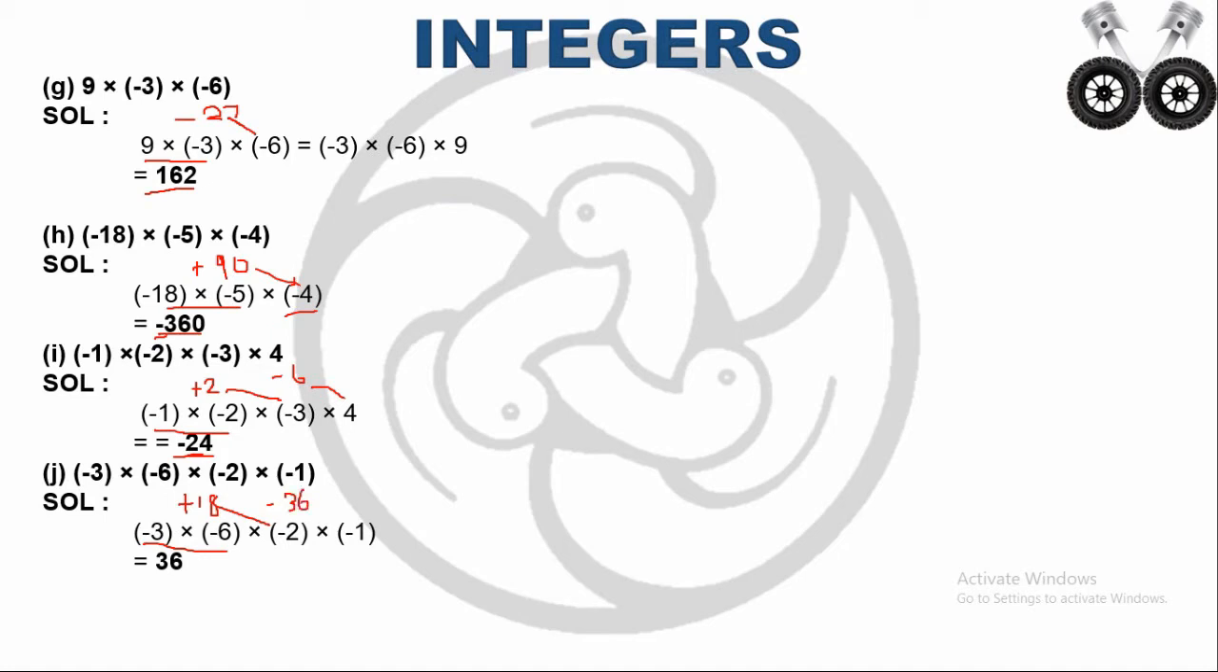Then minus 36 is multiplied with minus 1. Again we are having the same sign. Two integers are having the same sign. That means I have to put the positive sign, and then 36 is multiplied with 1. We will get the same answer, 36. So the final answer is plus 36.